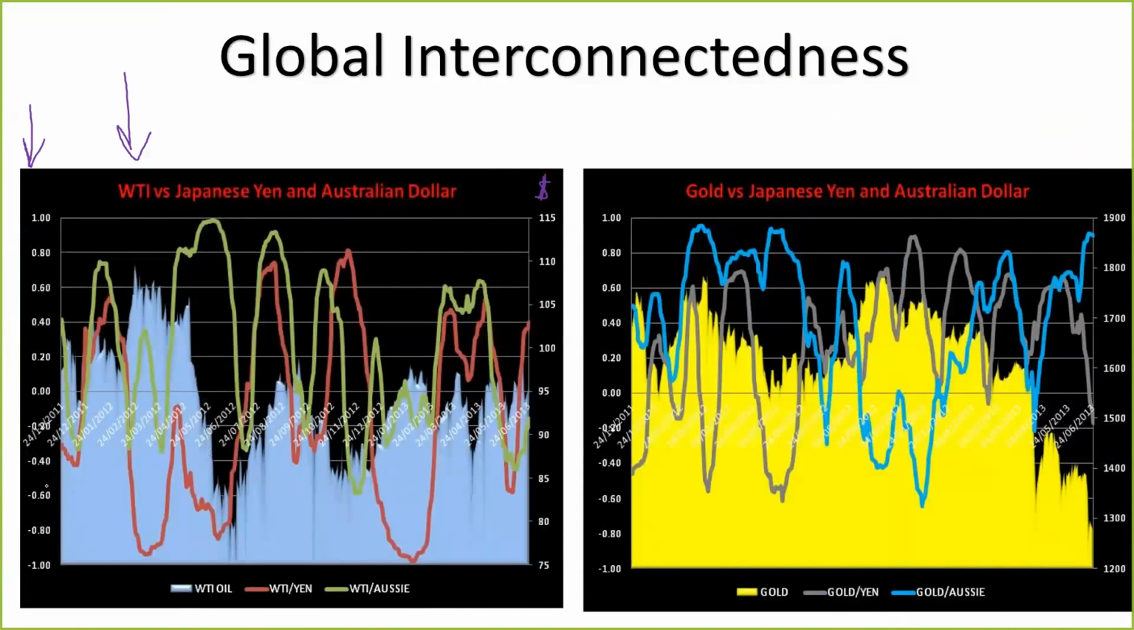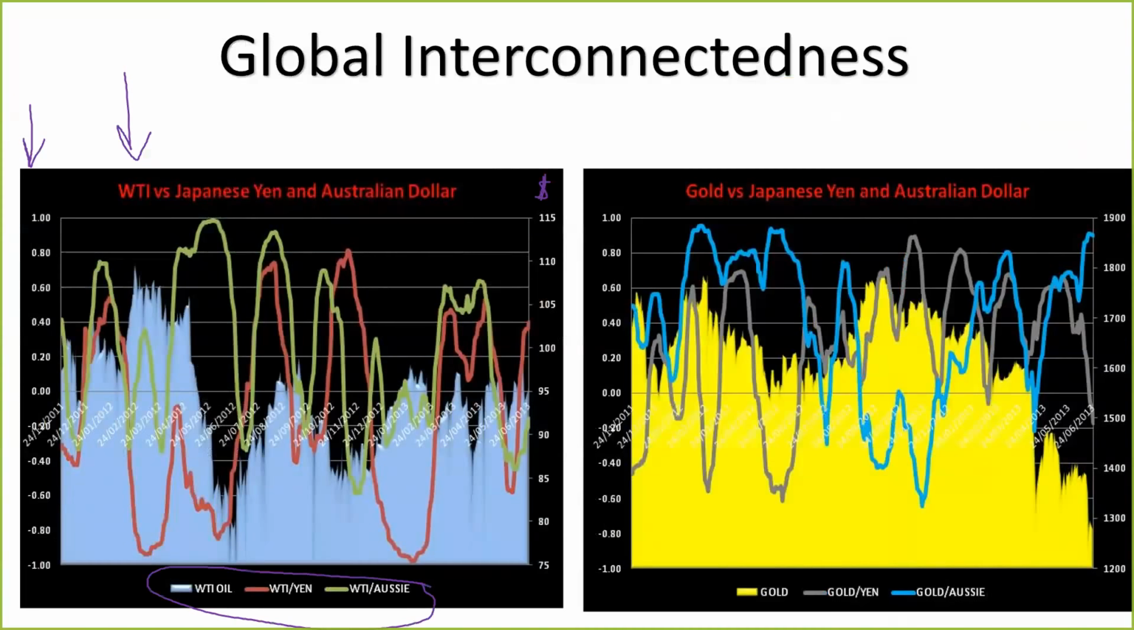Red is the yen, and green is the Australian dollar. If you get confused, I've got a little legend down here. A positive number is positive correlation, meaning they move together. A negative number is negative correlation, meaning they move in opposition.